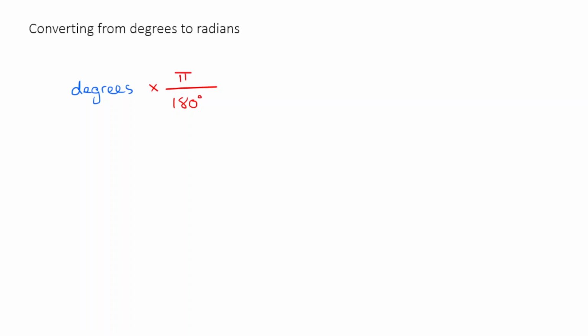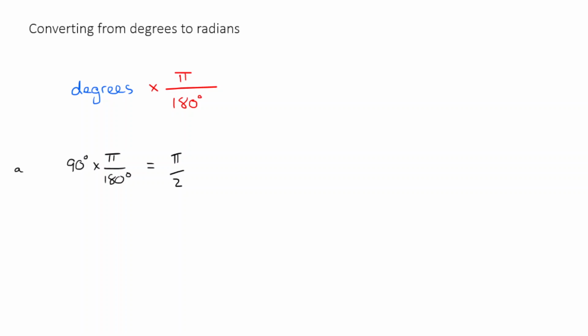So let's think about a couple of examples. Let's think about 90 degrees. How do I convert that to radians? Well, I'm going to times by pi, and I'm going to divide by 180. 90 divided by 180 is a half. So in radians, that angle is pi by 2.